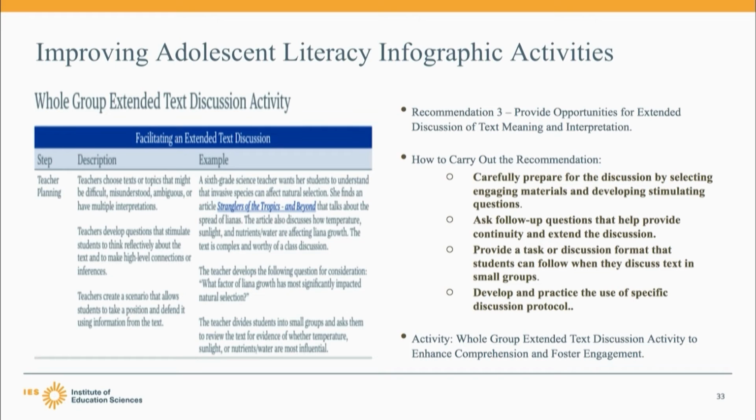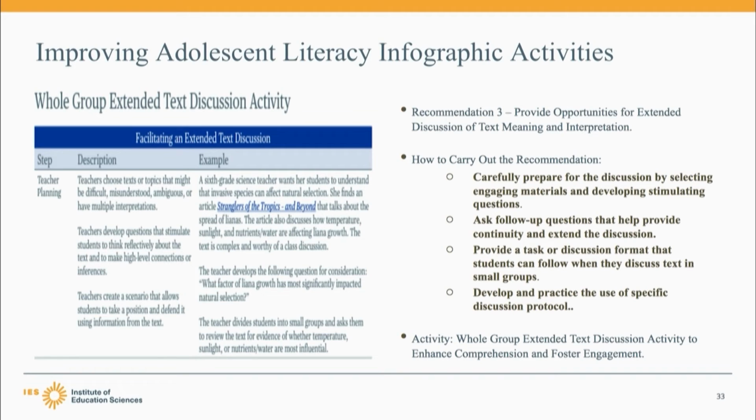We've already taken notes related to temperature, sunlight, and nutrients and water. Students would be asked to discuss in their small groups which of these they believe to be the most significant factor based on the evidence in the text. They would be instructed to come to a consensus. The teacher would then take account of how many groups decided that temperature was the most significant factor, how many groups believed that sunlight was the most significant factor, and how many groups thought that nutrients and water was most significant.